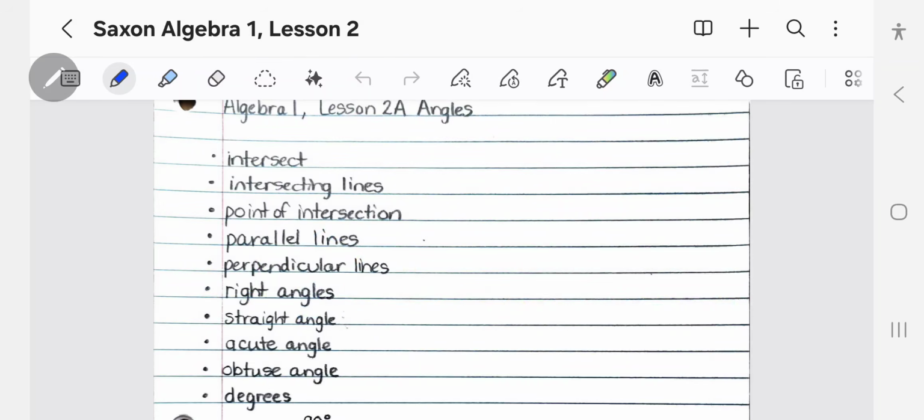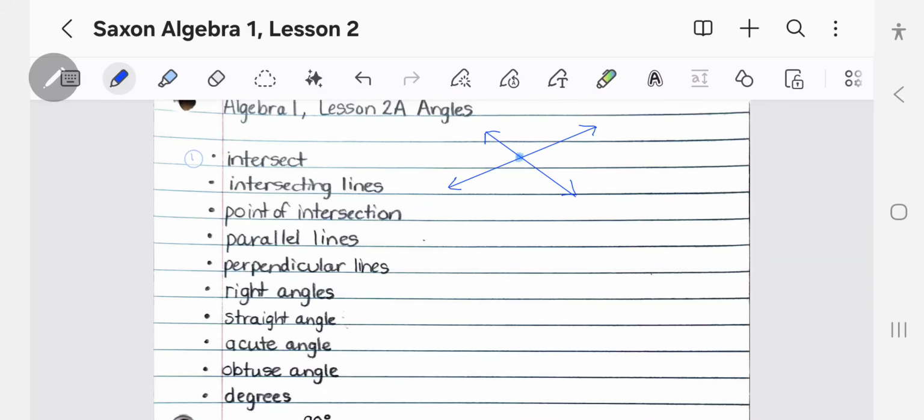So if we're going to talk about the word intersect, we're going to need to talk about some lines again. So if you have this line, and like we said in the last lesson, we put arrows on it to show that it keeps going in both directions. Those are lines, not segments. They intersect right here. So that is your intersection.